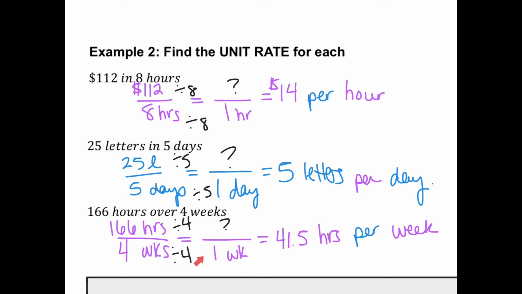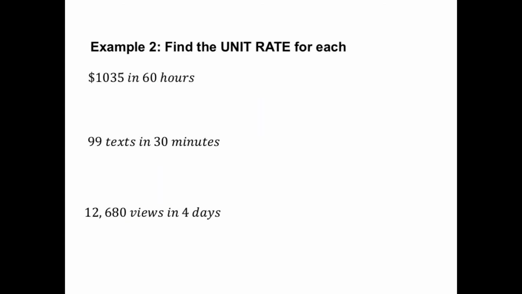4 divided by 4 is 1. So 166 divided by 4 is going to be 41.5 hours per week. So 41.5 hours in 1 week. So we can write that as this per statement, 41.5 hours per week. Again, go ahead and try these next 3 on your own.